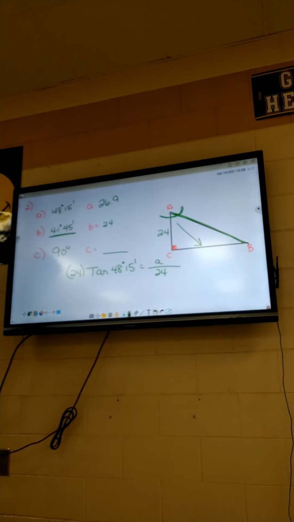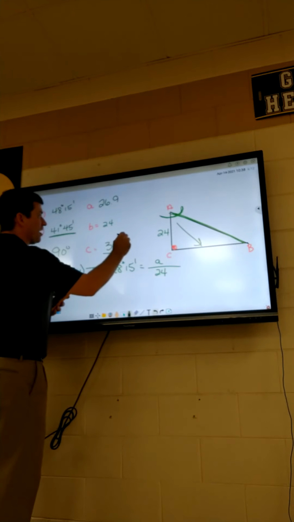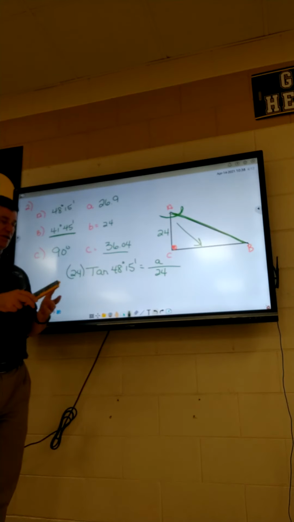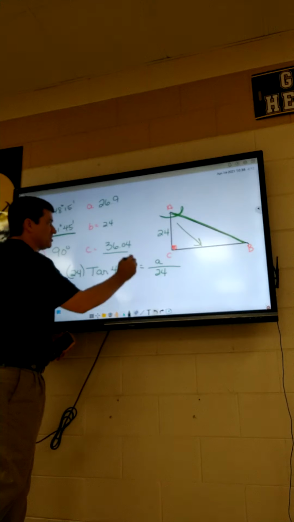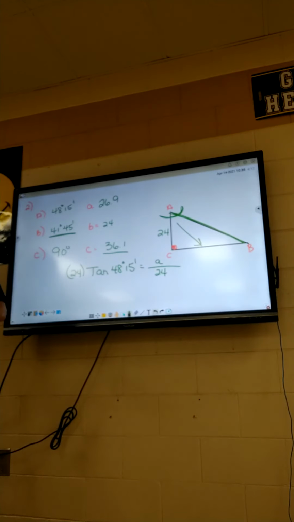All right, so I got 26.9 squared plus 24 squared equals. Find the square root of 1299.61. I got 36.05, so that's going to be 36.04. Now, Heidi used a different formula. She got 36.04. I got 36.05. So I could actually put 36.1. Either way is correct. One off is not going to make you miss it.